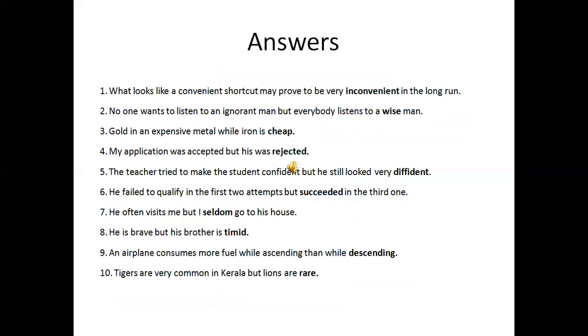Here are the answers of the previous exercise. If you look at the answers, you will find that a few of them are opposite, but a few of them are not direct opposites. They have been used in the context which completes the sense of the sentence.